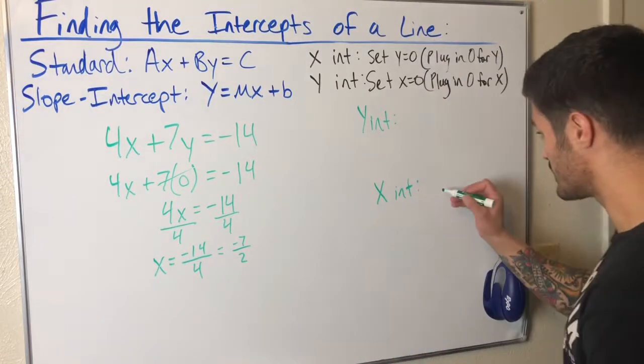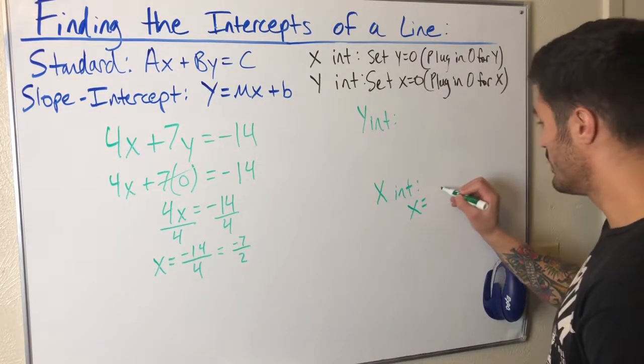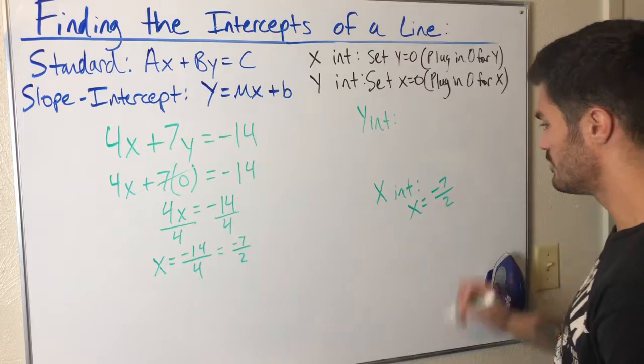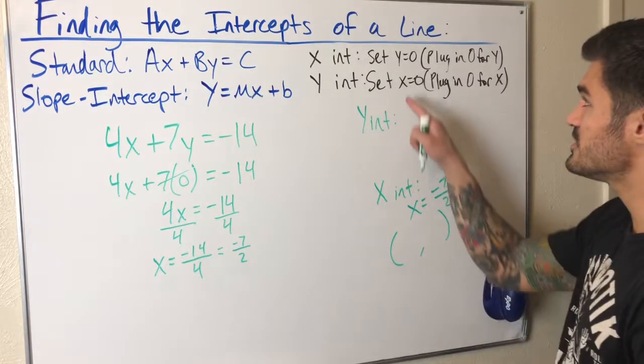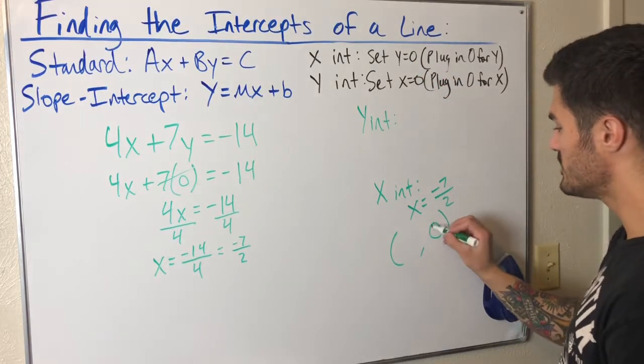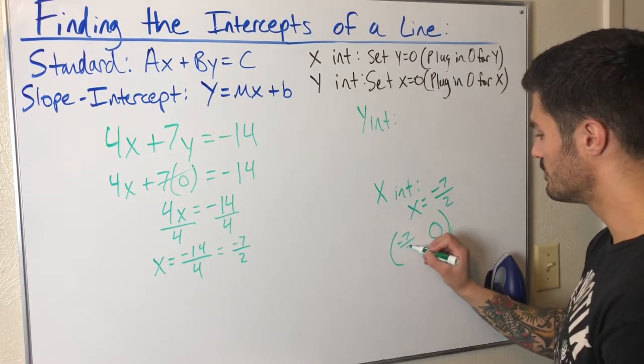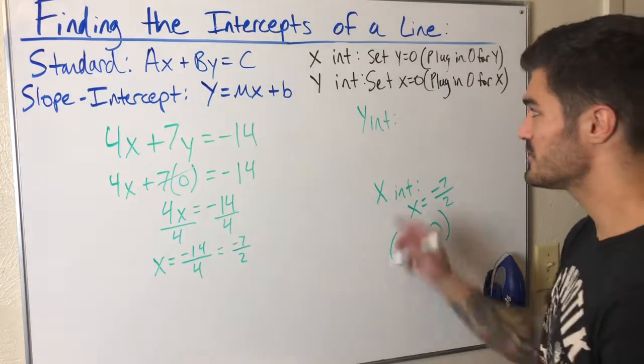X equals negative 7 over 2. So what is the point? Remember, I plugged in 0 for y. My y is 0. My x is negative 7 over 2. Bam. All right, let's find the y-intercept.